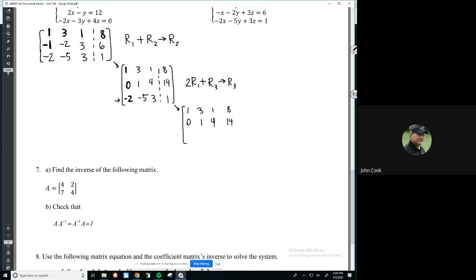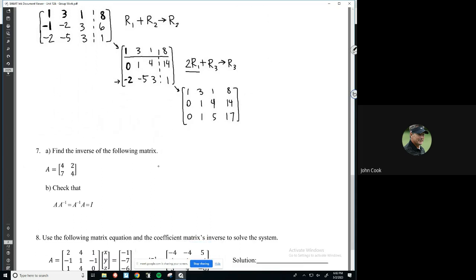Let's do the algebra for this off to the side. So we take row 1, all of row 1, and we multiply it by 2. So that's going to be 2 times 1, 3 times 2, 1 times 2, and 8 times 2. And then we add that on to row number 3. So negative 2, negative 5, and then 3 and 1. Okay, so we add these together and we get 0, 1, 5, 17. So 0, 1, 5, 17. All right, cool. We're actually pretty close to getting row echelon form, which is what we would need for Gaussian elimination.